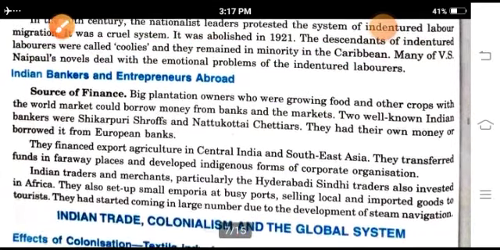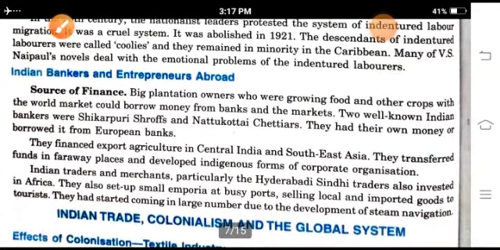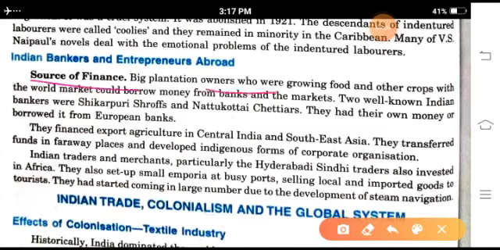Here, Indian indentured laborers in Trinidad are celebrating festivals. Most of the indentured laborers stayed on even after their contracts were over. In the 20th century, nationalist leaders protested the system of indentured labor migration.